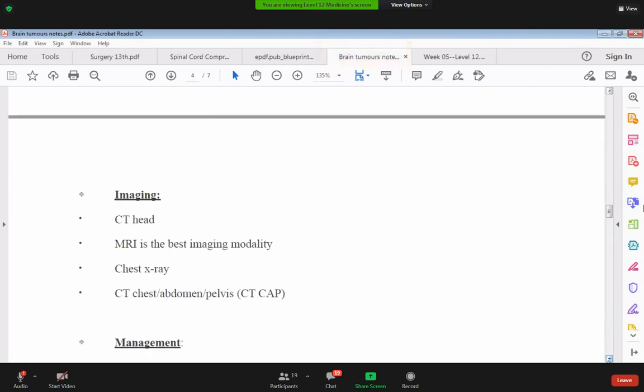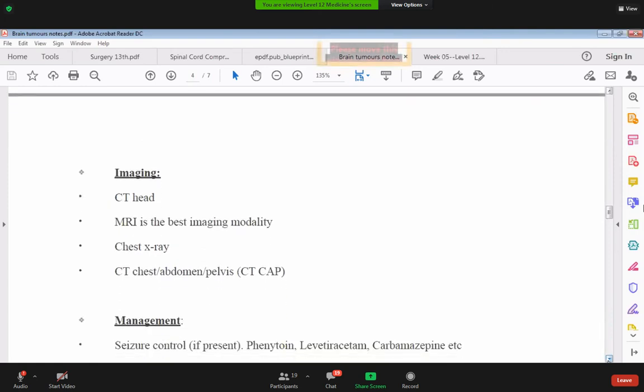Now, for investigations, we have different modalities available. Imaging: CT scan can be the first line investigation, but the best imaging modality is MRI. MRI is the best to identify the parenchymal changes, to identify the effect on the central structures, or the shifting of the midline. It is best seen in MRI. CT is also helpful, but CT is more beneficial in picking up problems in trauma patients where there is bleeding.